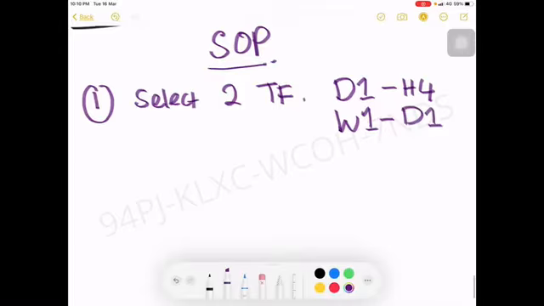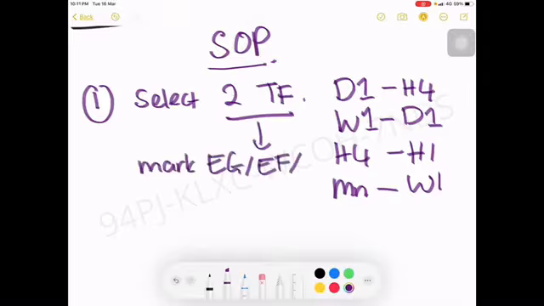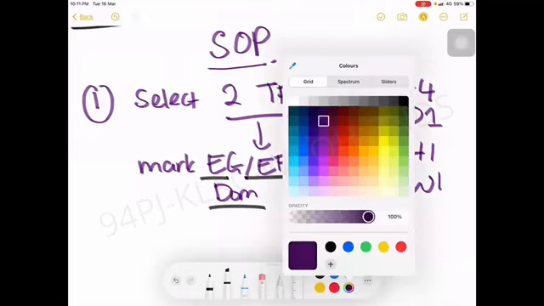You're going to mark the area where you want to mark your engulfing. If you are starting from H4, you're going to go to H1 as well. If you are starting from monthly, then you're going to go to weekly. So what you're going to do with this 2TF is mark EG or EF or DOM. You're going to mark these three, whichever ones you find. And then the second one, the SOP is very simple, don't worry about it.